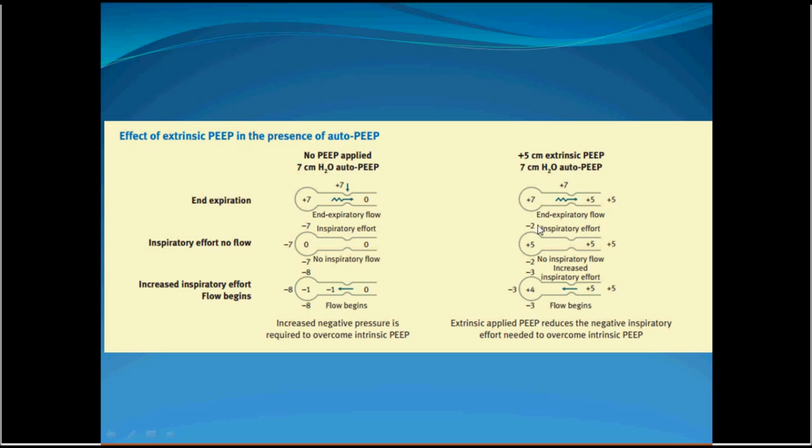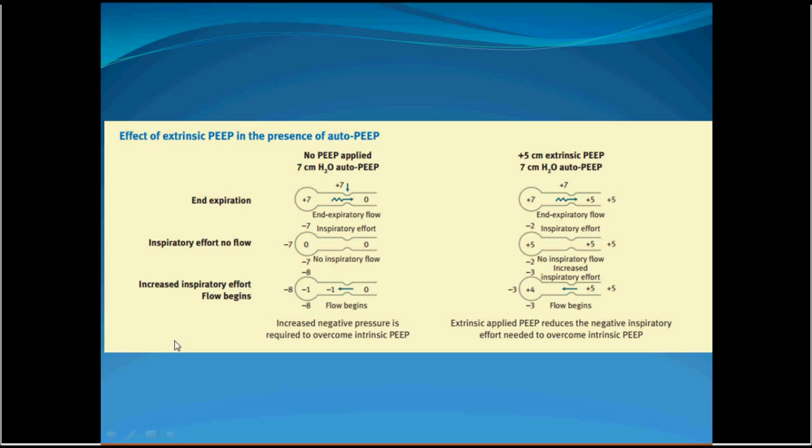And so the total effort done by the patient is -3. So for the patient with intrinsic PEEP 7 and extrinsic PEEP 5, he will make an effort of -3 to trigger, by -1. So the effort is small compared to the patient without extrinsic PEEP added. No doubt, without the added extrinsic PEEP, he will make an effort of -8.